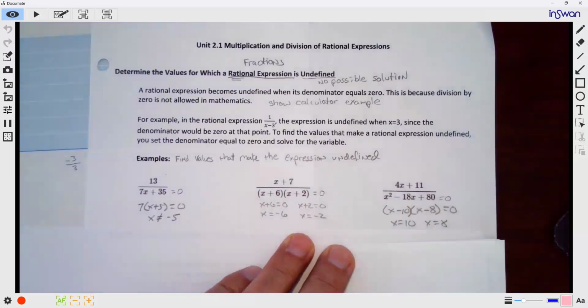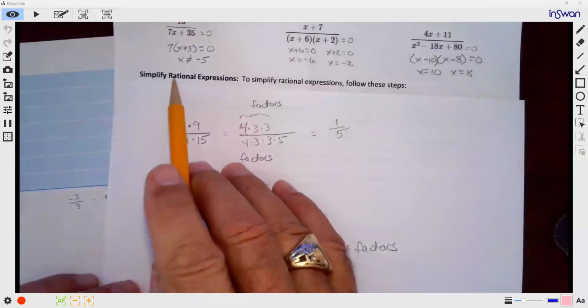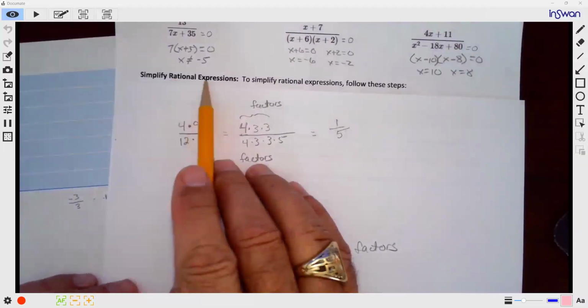Okay, so I'm only spending 5 minutes on this because there's not much else to say, but you do have to understand that when they ask you what values make the expression undefined, just set the denominator equal to zero and solve. Next, we're going to take a look at simplifying rational expressions.